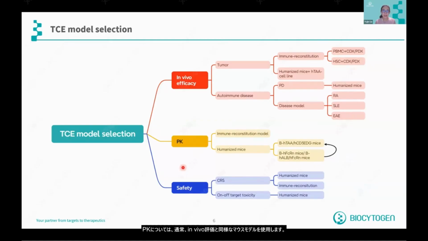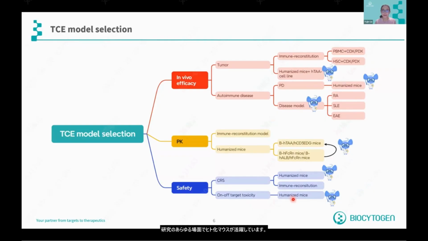For the PK part, usually we can use the one we use for the in vivo evaluation, and we can also try to use FcRn humanized mice, which is better for antibodies that have been modified in their Fc part. And for antibodies, we can also use ALB FcRn double humanized mice. For the safety evaluation, the two most important parts are CRS and off-target toxicity. In this case, humanized mice are the best choice for the evaluation.